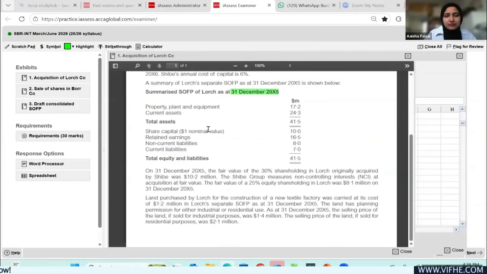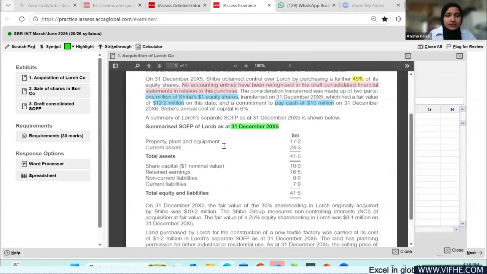In fact, I need this information. Why do I need this information? Because they did not account for it like a subsidiary. If they did not account for it like a subsidiary, line by line adding of PPE, of current assets, of non-current liability, of current liability is required. So I'll have to do a line by line adding of this.